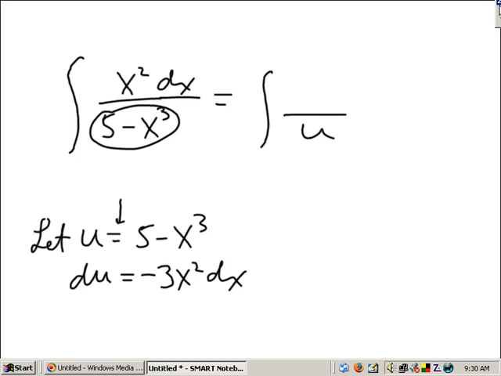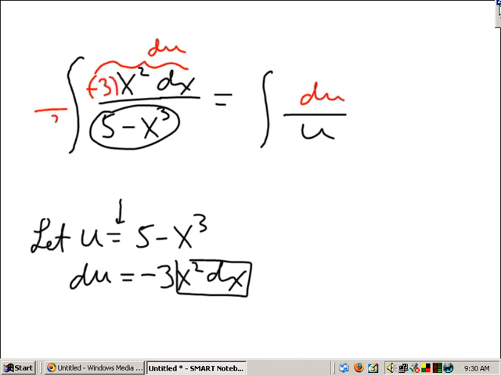And x squared dx, that's what we have. If only we had a negative 3. Well, not a problem. If you need a number, not an x or an x cubed, but just a constant, if you need a negative 3, put it in. Now, all of that, that's du. But if you put a negative 3 in the top, you have to put a negative 3 in the bottom.